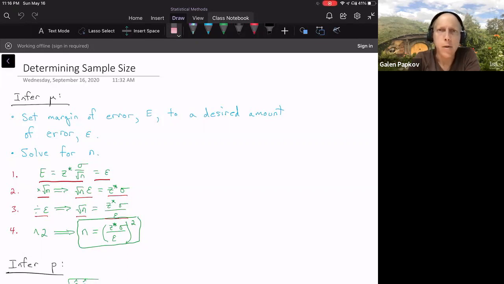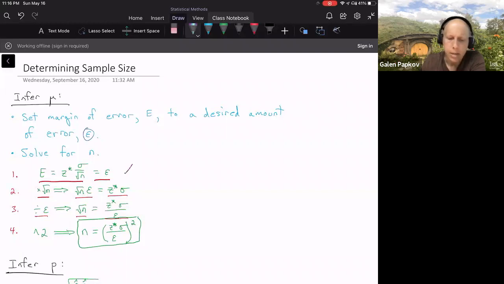if you understand where it comes from, it's pretty easy to recreate. So if you are making an inference about a mean, about mu, what you want to do is set the margin of error to a desired amount. I'm going to call that epsilon, or this little e symbol right here, and then solve for n. That's really all that goes into it. So in step one, I set E equals z star sigma over root n equals epsilon. So I set it equal to epsilon.